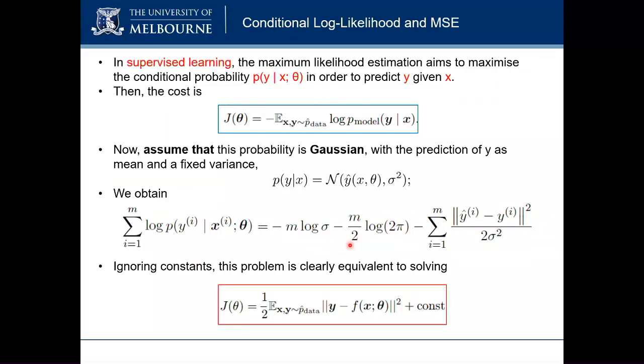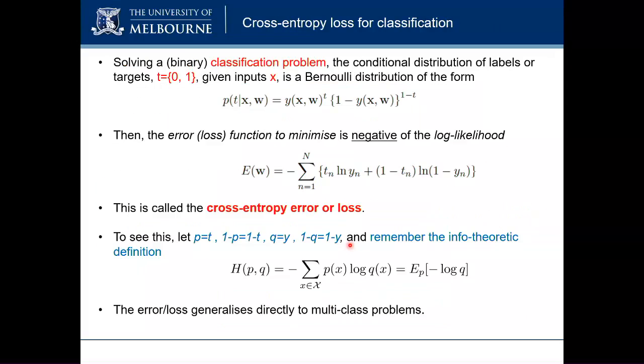And then the cross entropy, you will say, why did you include cross entropy? The reason is cross entropy is the standard go-to loss function for classification. For the binary case, if you have a binary classification problem, the conditional distribution of the targets, the probability of the label given x and the weights, is given by this Bernoulli distribution.